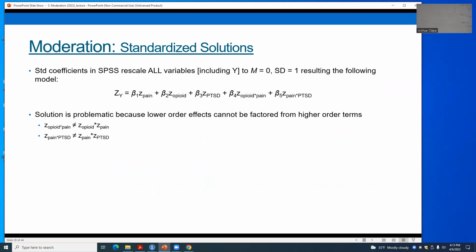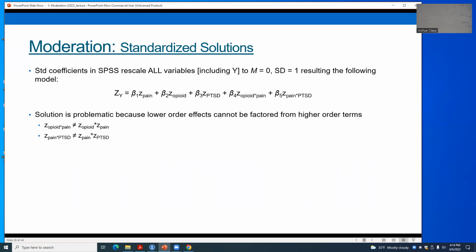Okay. What SPSS is going to do is take the z-score of those numbers, but that's problematic because if I take the standardized score, I can't separate that out into its component parts. Actually, the z-score of opiate use times pain, the z-score of that variable in my data set, is not equal to the z-score of opiate use times the z-score of pain. The z-score of the pain times PTSD interaction isn't equal to the z-score of pain times the z-score of PTSD. With our interactive models, remember, the whole process with this algebra is that we need to pull those apart to be able to factor them.